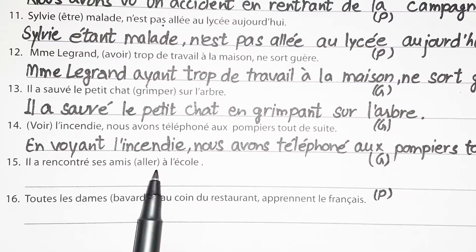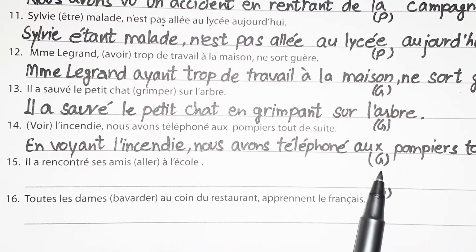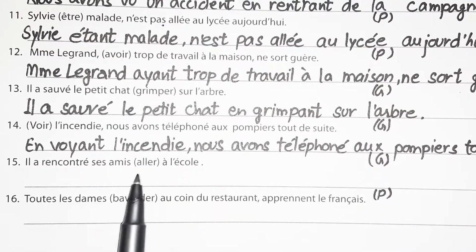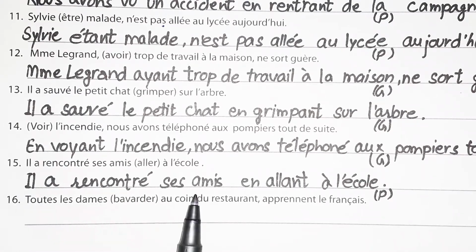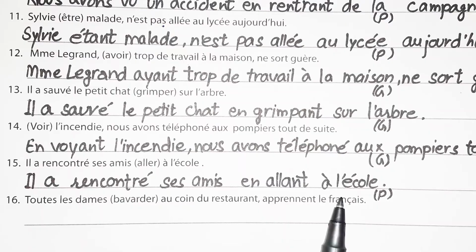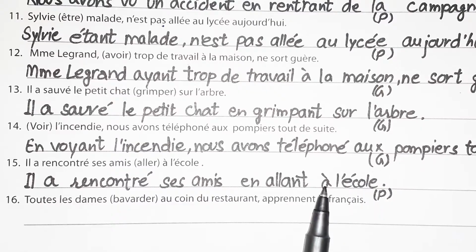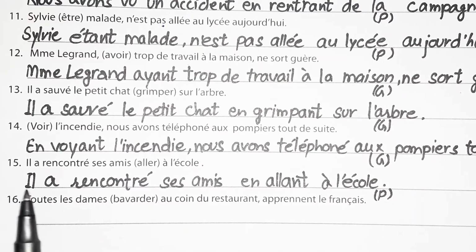Now the next statement is il a rencontré ses amis. The verb is aller à l'école. Now we'll use gérondif because both the actions are again done by the same subject. Il a rencontré ses amis en allant à l'école. That means he met his friends while going to school. So we have used gérondif here because again both the actions are done by the same subject.